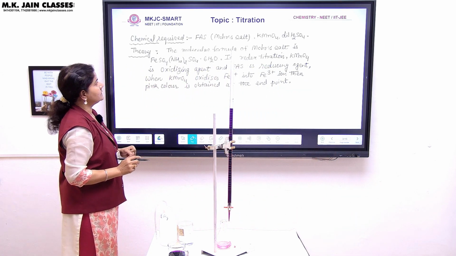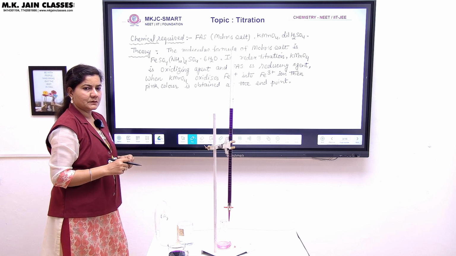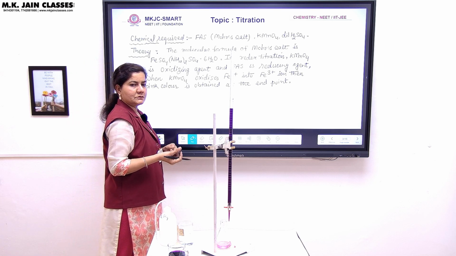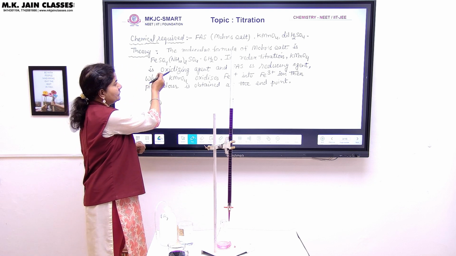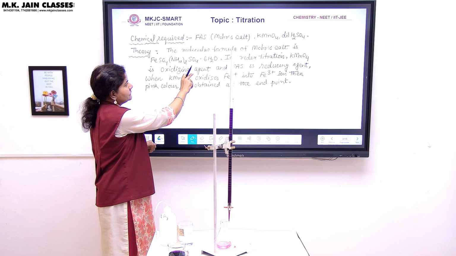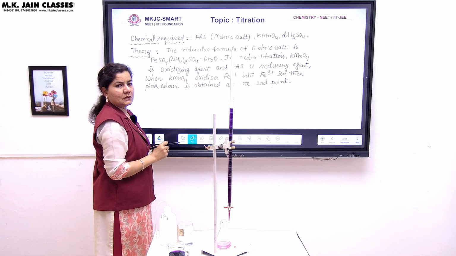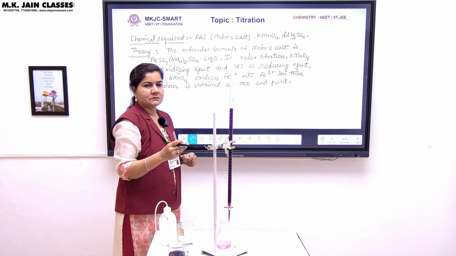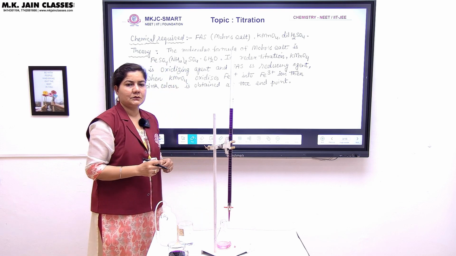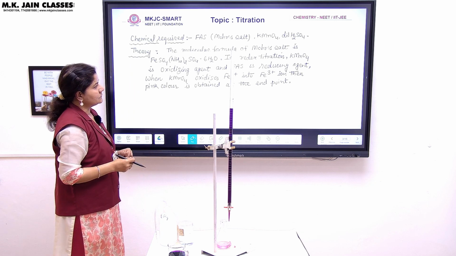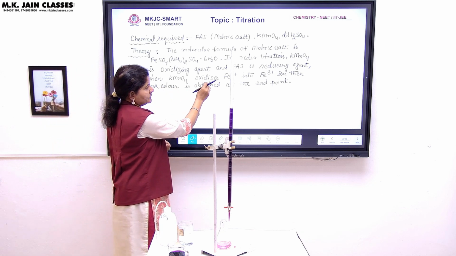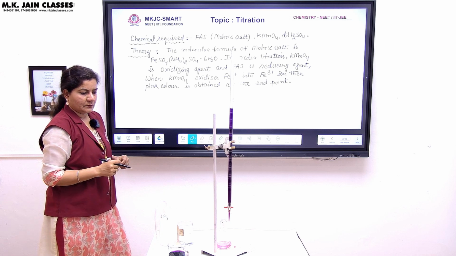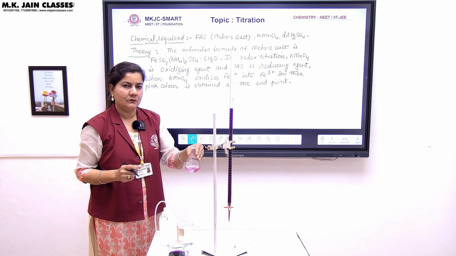In the next slide, you can see that the theory is a must to write. The theory indicates the molecular formula of ferrous ammonium sulfate, which is called Mohr's salt, written here: FeSO4(NH4)2SO4·6H2O. This is the molecular formula of ferrous ammonium sulfate. Now this is a redox titration. Why? Because KMnO4 is an oxidizing agent and ferrous ammonium sulfate is a reducing agent. During this titration, the KMnO4 oxidizes ferrous into ferric ion, and the pink color is obtained at the end point. We can see this pink color in the conical flask also.